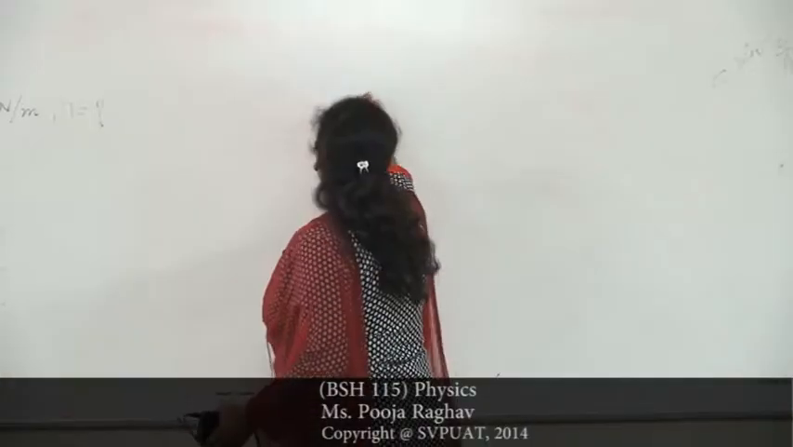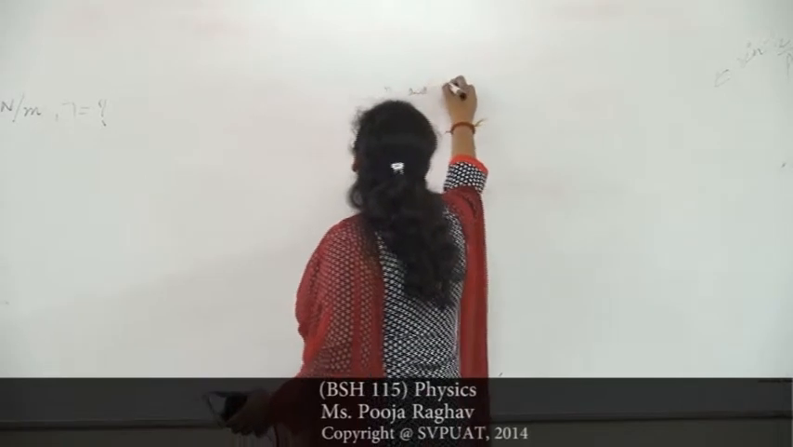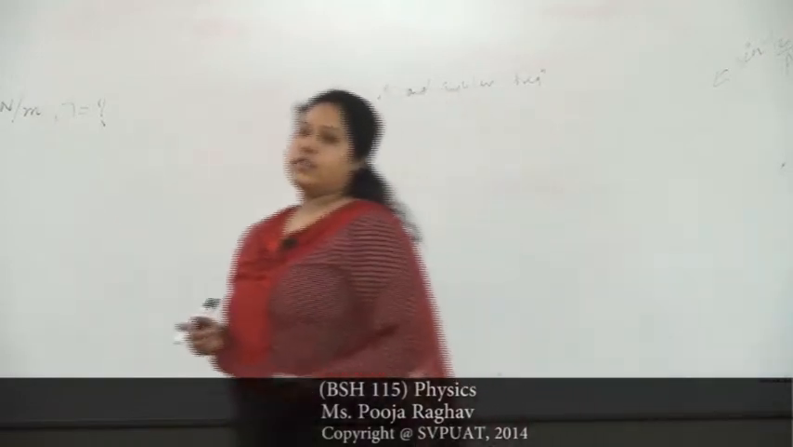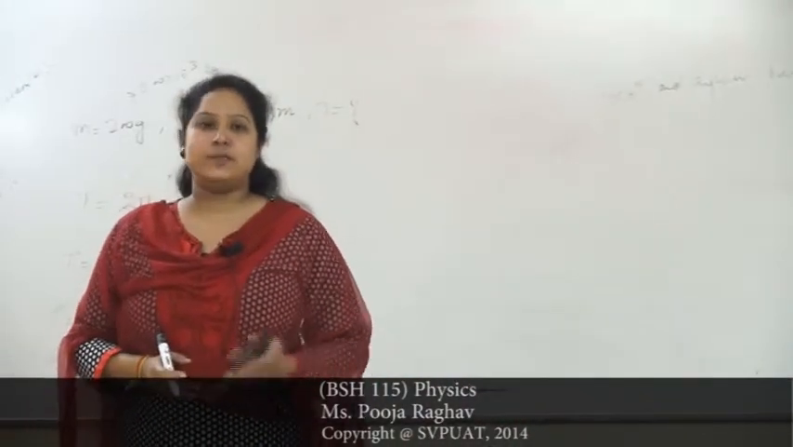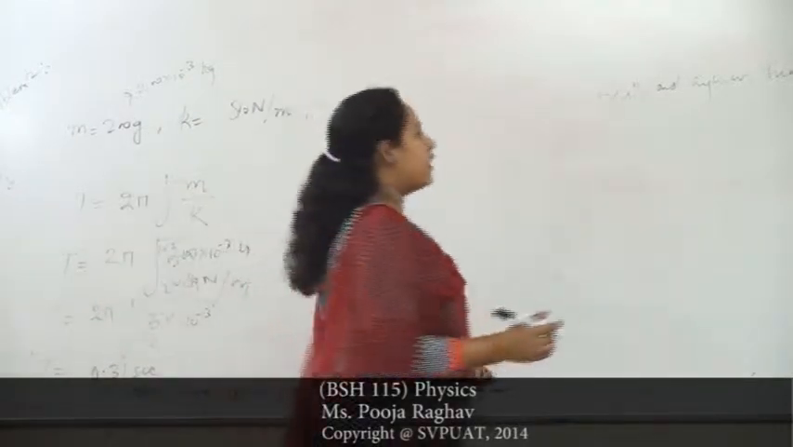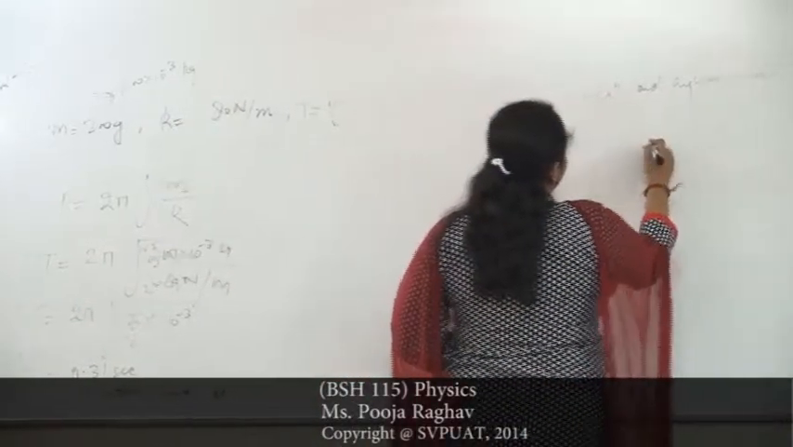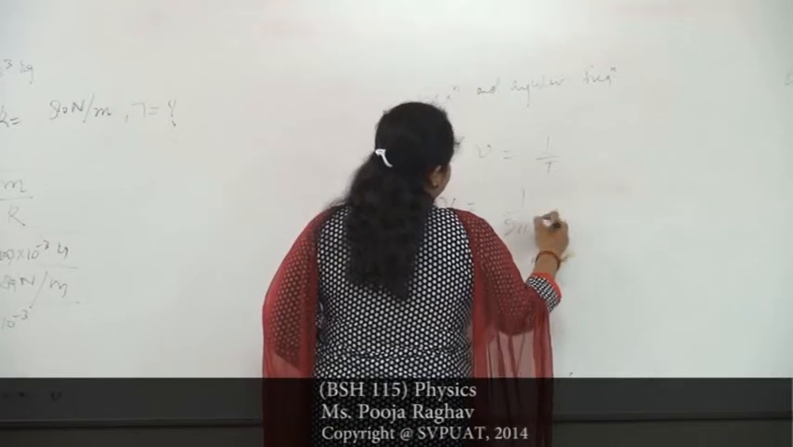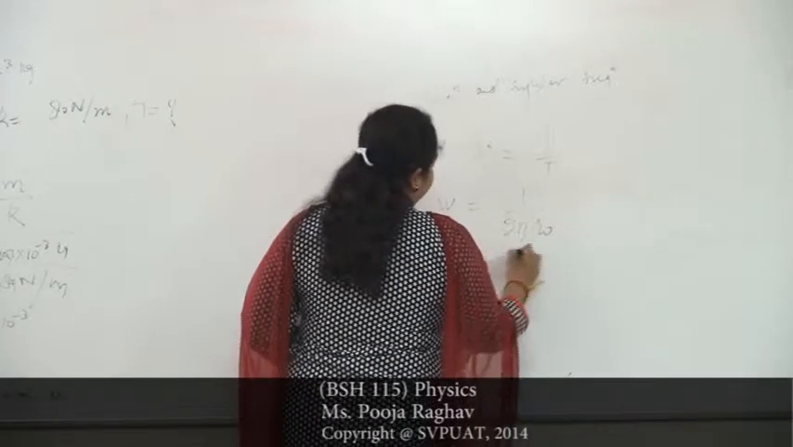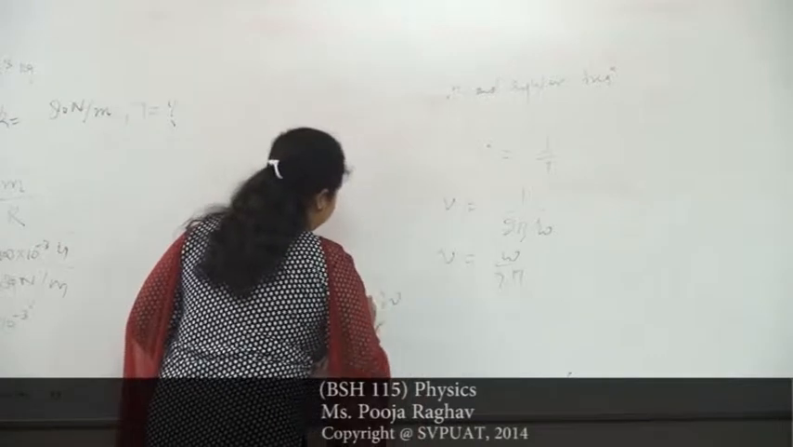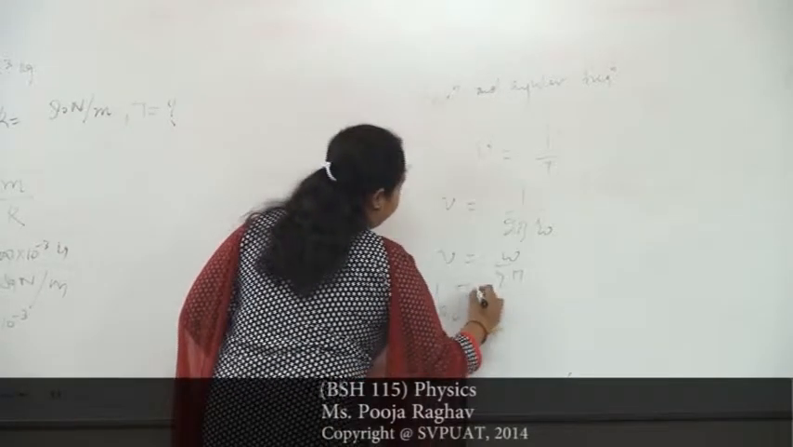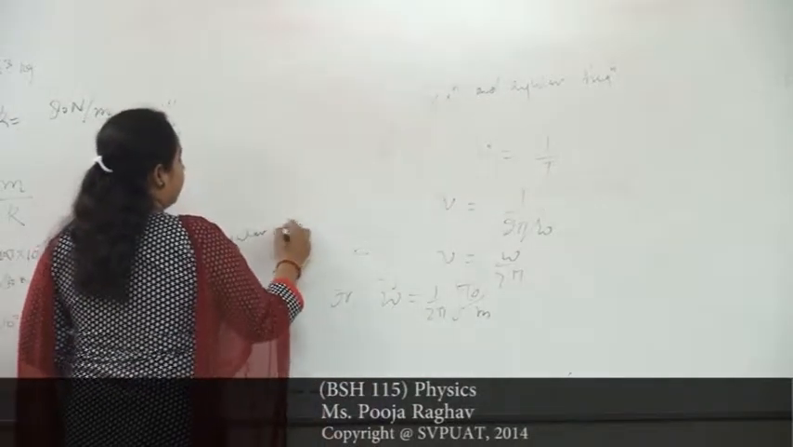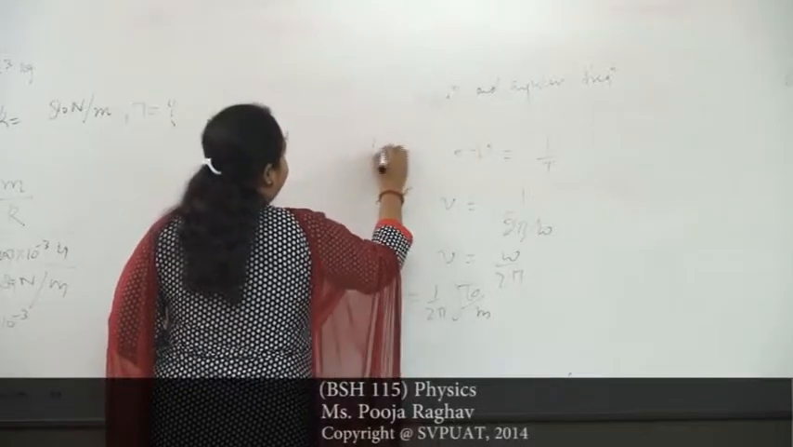The next topic is frequency and angular frequency. What is frequency? Frequency is basically the number of oscillations per unit time. It is the reciprocal of the time period. Nu equals 1 upon T, that is omega upon 2 pi, or nu equals 1 upon 2 pi under root k upon m. Here omega is angular frequency and nu is the frequency.